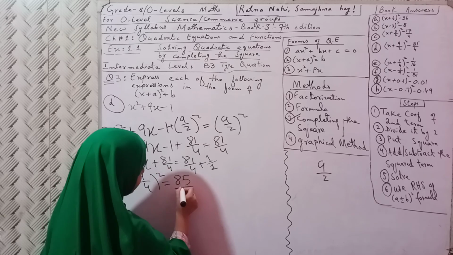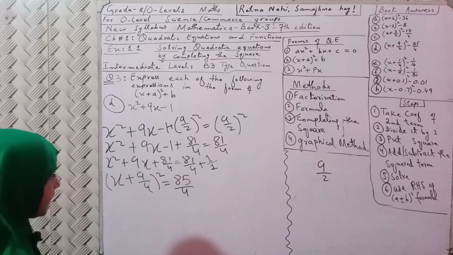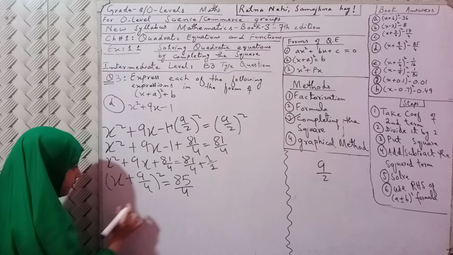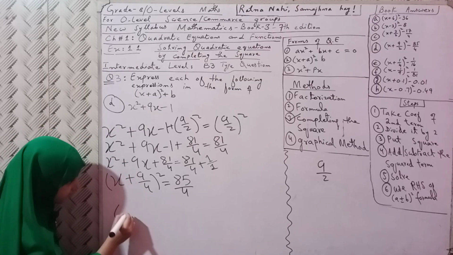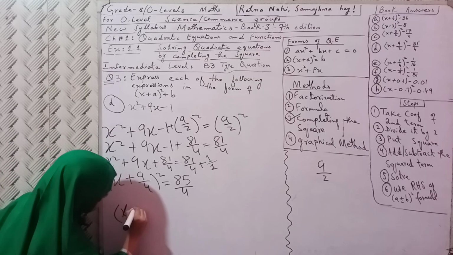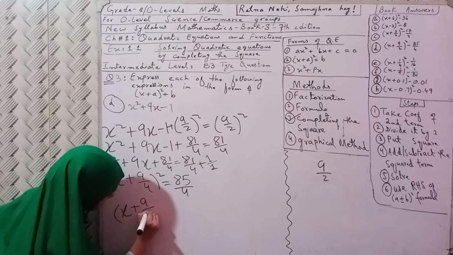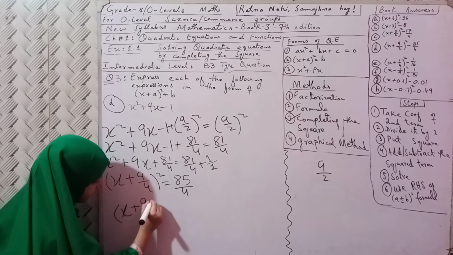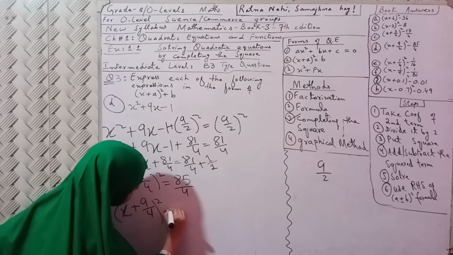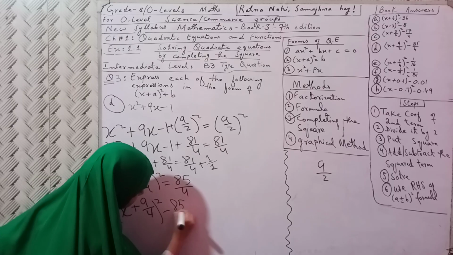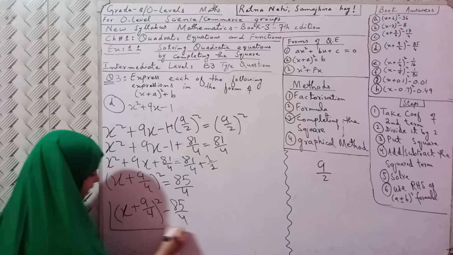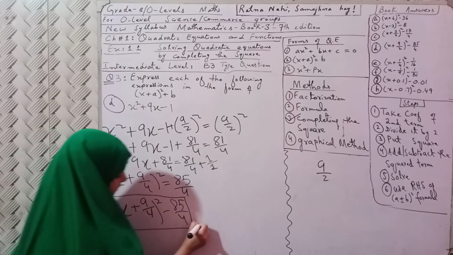85 upon 4. Then this 85 upon 4 will become here. This will be minus. So, x plus 9 upon 4 whole square minus 85 upon 4. And this becomes our answer.